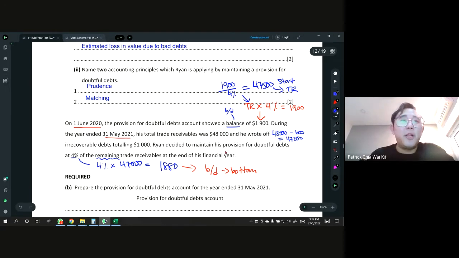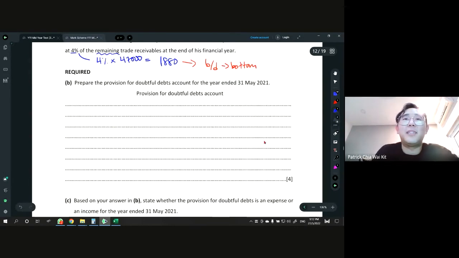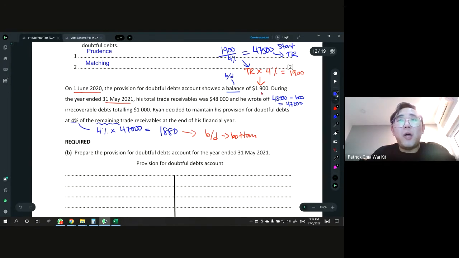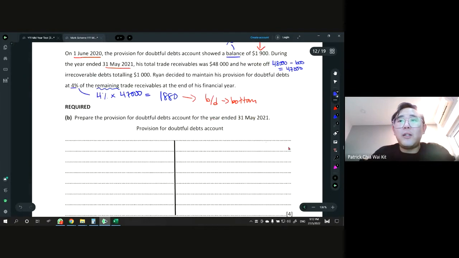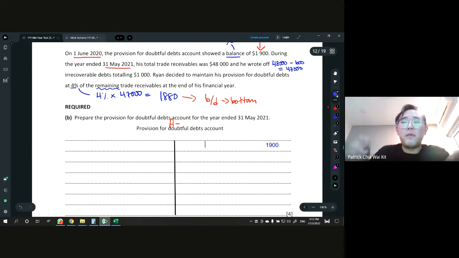I hope you guys are still following so far. Now let's put everything into the T account. The T account part is actually very simple. Of course, draw a line first. Our first information is the balance b/d on top, the first one, 1,900, on the right-hand side. Why is it the right-hand side? Because this is A minus, the opposite of asset. Asset is always on the left, so A minus is going to be on the right-hand side. The balance is on the other side. So balance b/d.